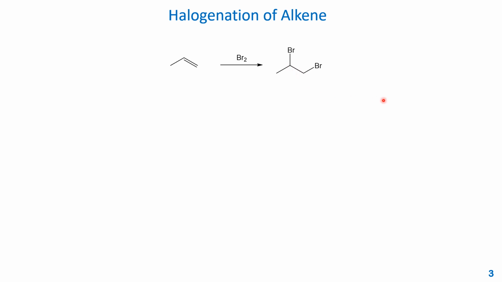Now look at the mechanism here. The first step is that the pi electron attacks one of the bromines, and the other bromine will be kicked off as a leaving group.